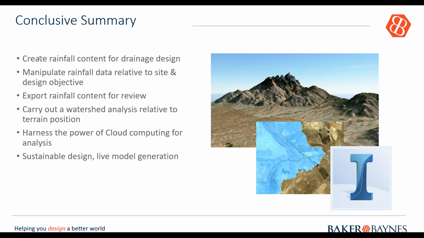Okay, so here we are. Right, so that's a conclusive summary. You saw how simple it was, honestly. You can create rainfall content, bring it in, edit it, bring it back. You can add in your own factors if you want to be more conservative, which we normally are when it comes to water. You can fully edit it, put it in, and then generate your flows from there. You can manipulate it, like I said. You can export. And then, of course, it's as simple as using the drainage tools in Infraworks. You harness cloud computing to derive the extent of the catchment, very accurate. And then, of course, this leads to sustainable design.